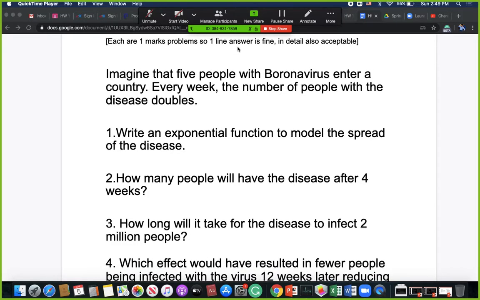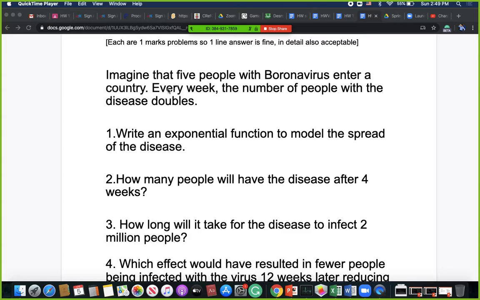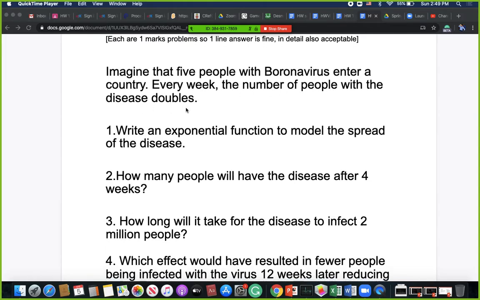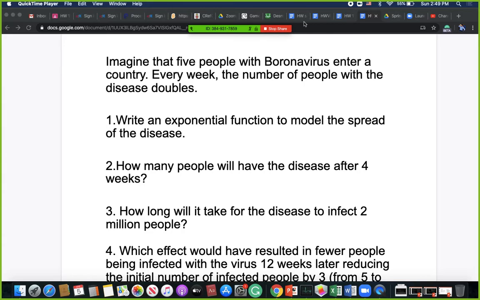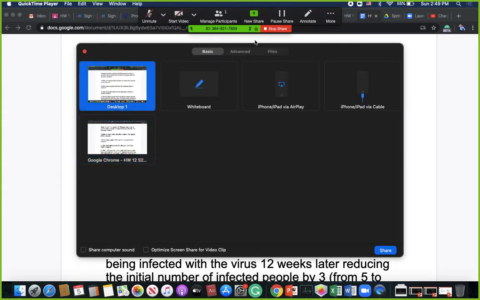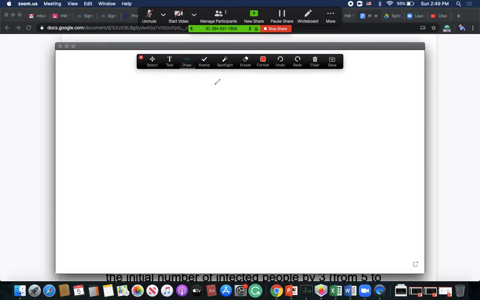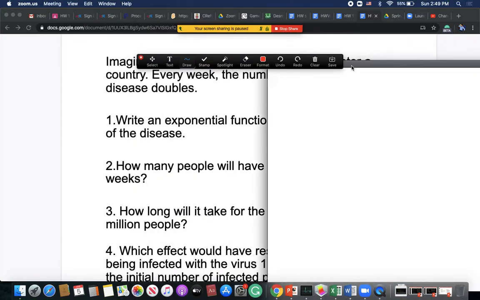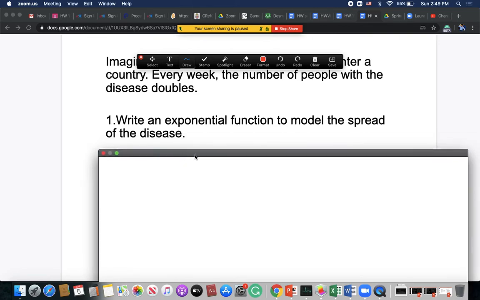So what is going on here is, imagine that 5 people with this virus enter a country, and every week the number of people doubles. So we have to find out the model. I think most of you have this idea. Let me bring up the whiteboard. So you have this idea what to do with this kind of thing.